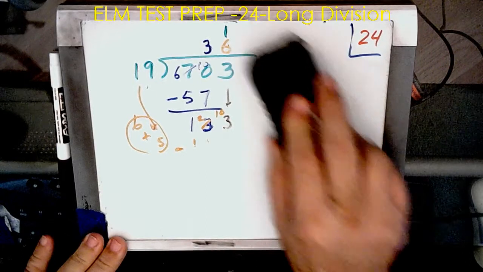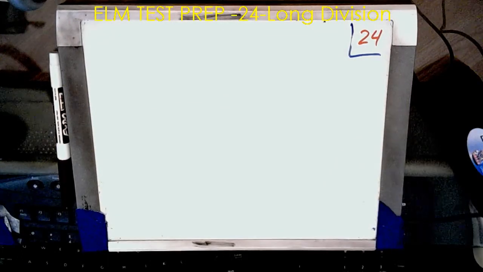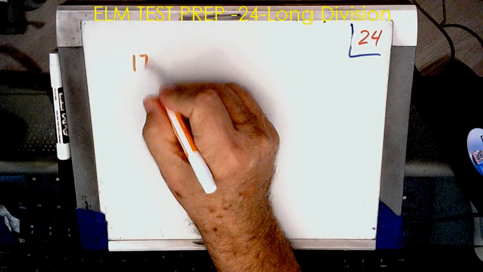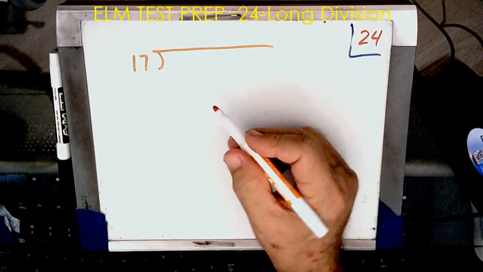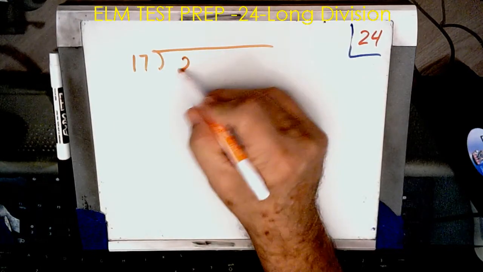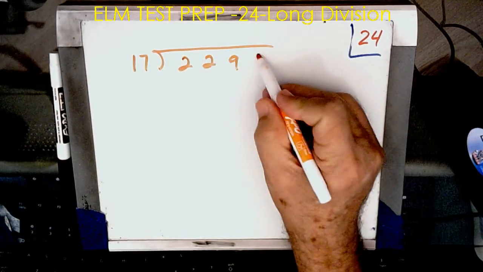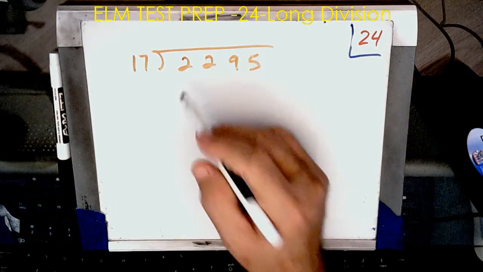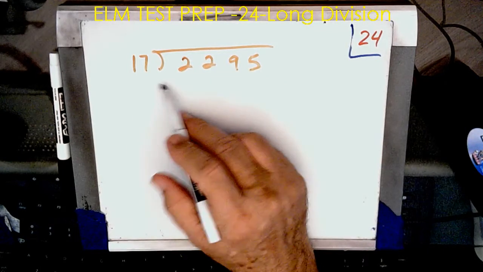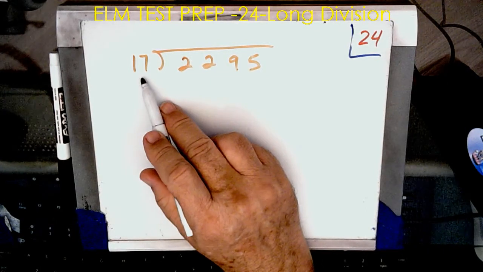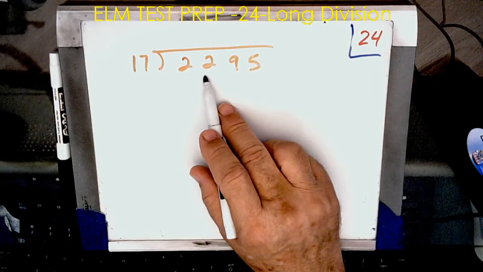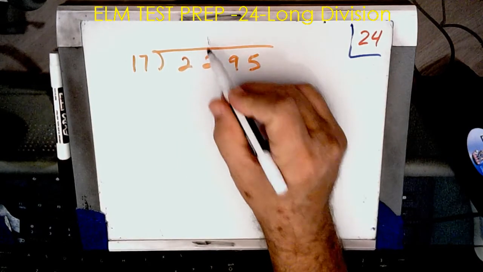Well, let's try another problem here before time runs out on us. I'm going to divide 17 into 2,295. All right. So, once again, I'm going to make some estimates here. I'm going to guess this to be, or estimate this to be 20. 20 goes into 22 one time.